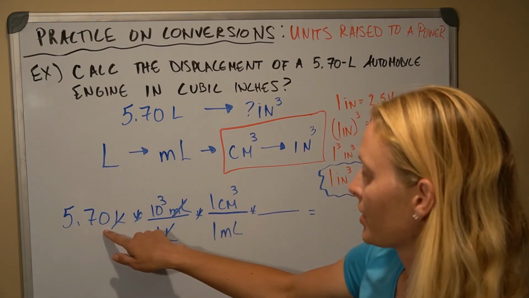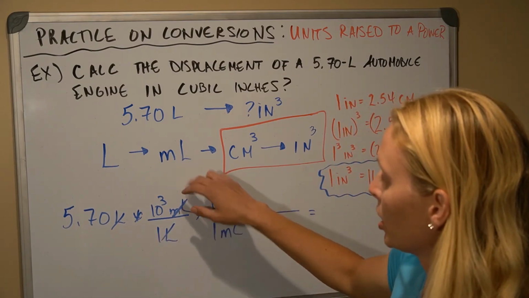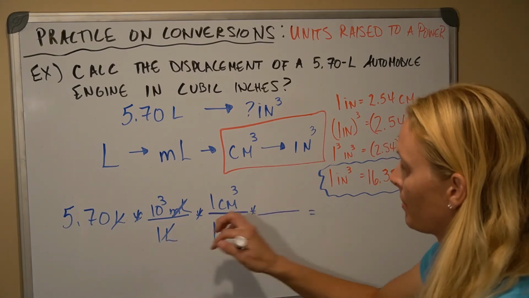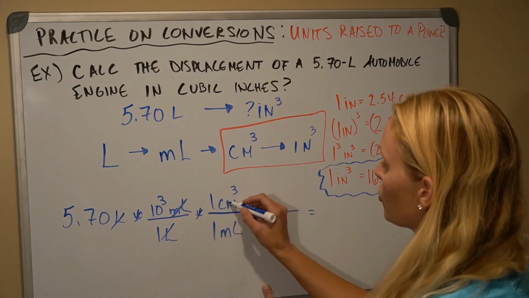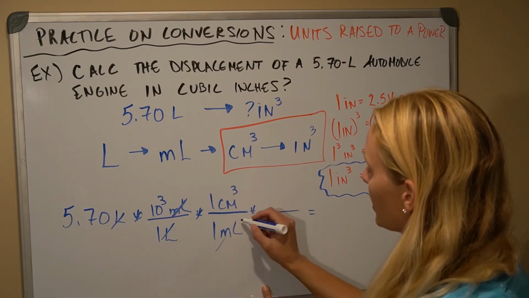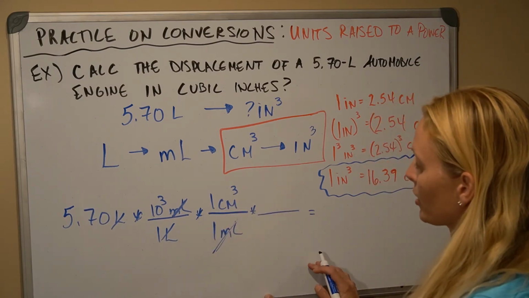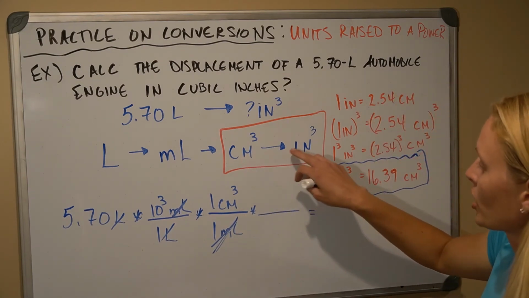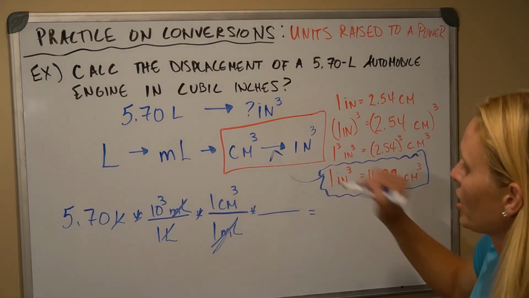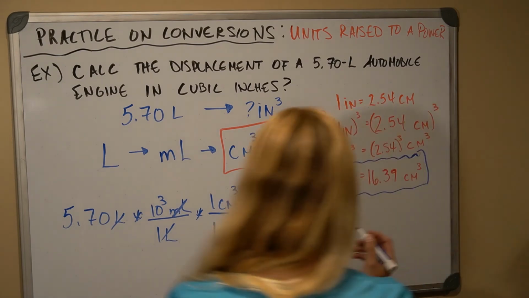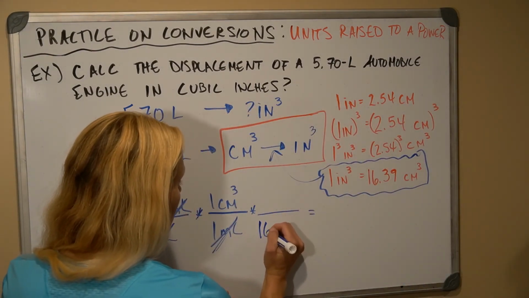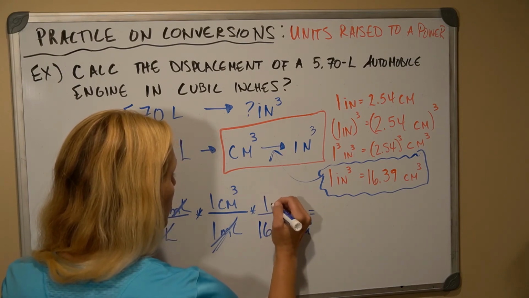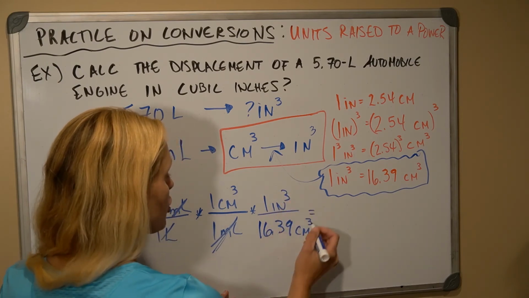So 5.70 liters, I'm going to convert to milliliters. Liters cancel. Then I'm going to go from milliliters to cubic centimeters, and my mils cancel. Now I'm at cubic centimeters, and I'm going to use this conversion factor that I just developed. That's going to be 16.39 cubic centimeters per 1 cubic inch.